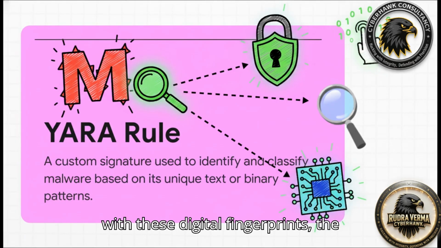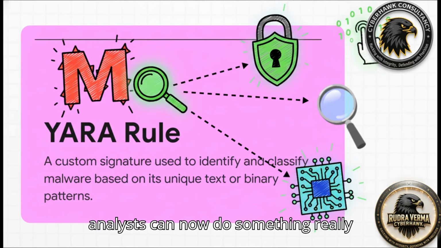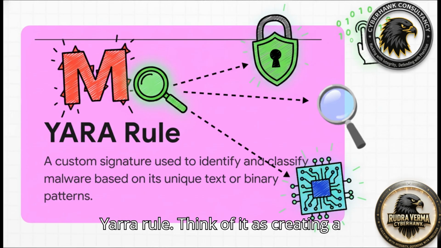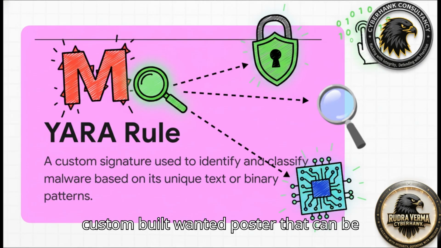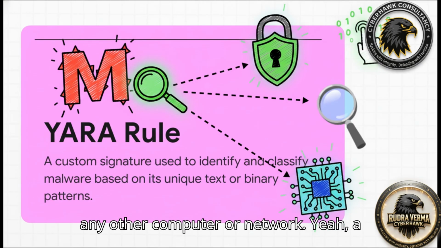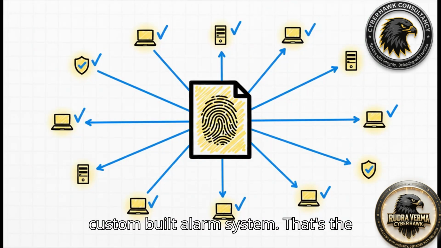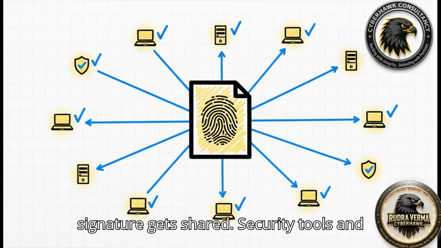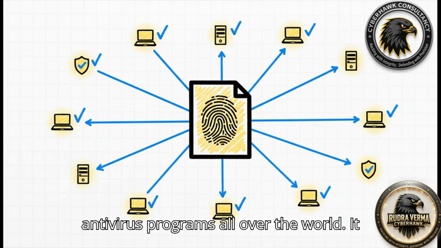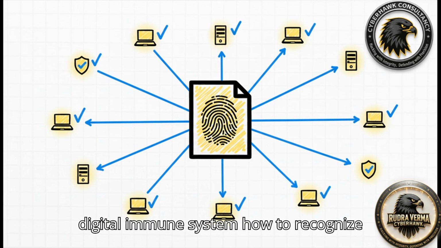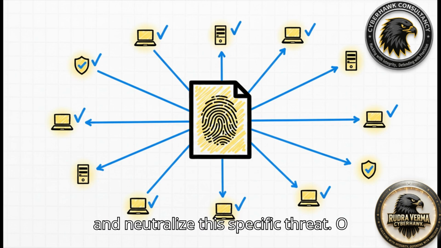Armed with these digital fingerprints, the analyst can now do something really powerful. They can write what's called a Yara rule. Think of it as creating a custom-built wanted poster that can be used to hunt for this exact threat across any other computer or network. Yeah, a custom-built alarm system. That's the perfect way to think about it. This signature gets shared with security tools and antivirus programs all over the world. It essentially teaches the planet's entire digital immune system how to recognize and neutralize this specific threat.